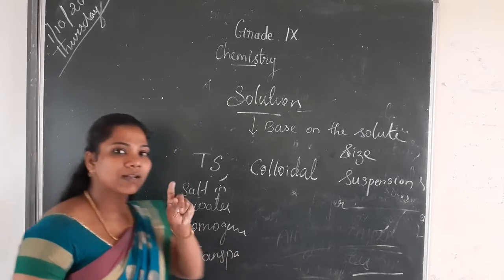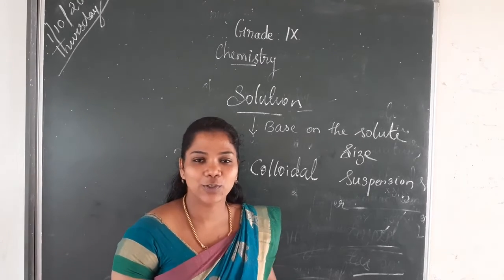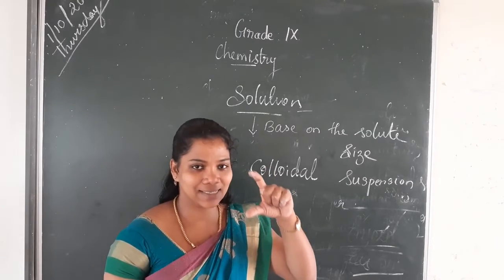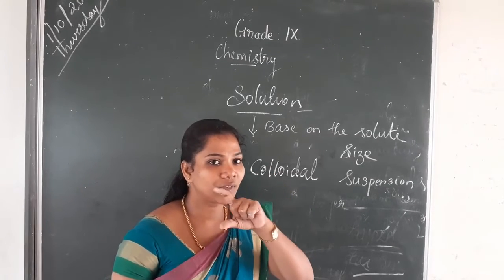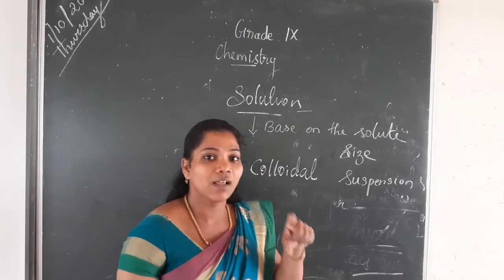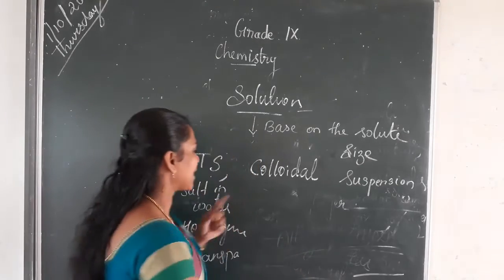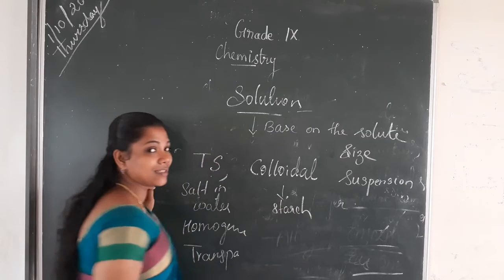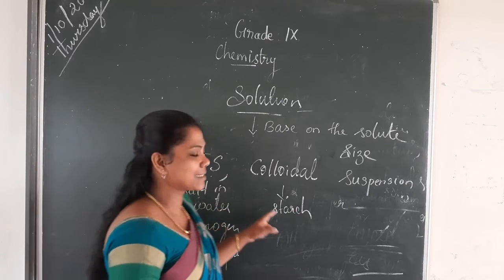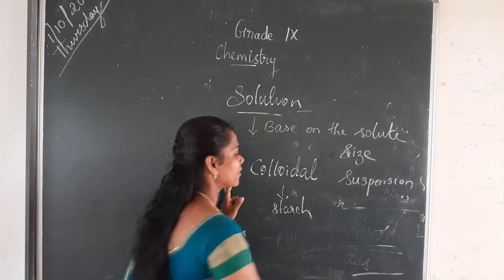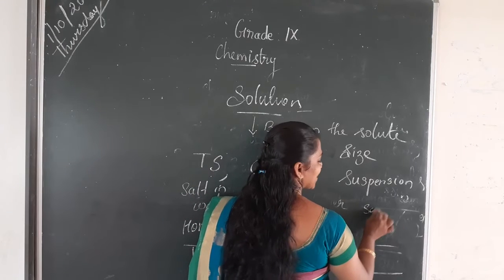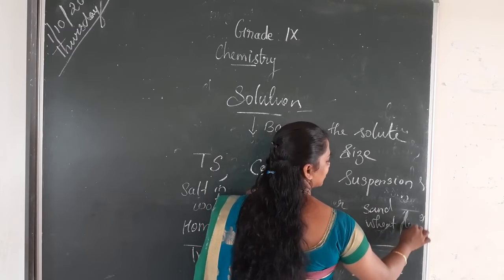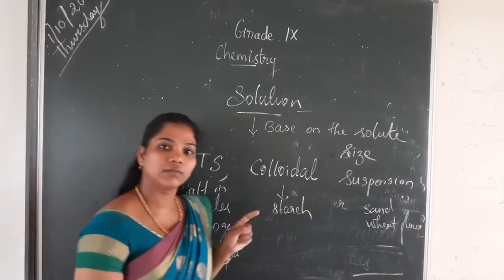Take 3 glasses at your home. What you have to do is take 3 transparent glasses. Fill all 3 with the same quantity of water. In one you add salt. In the next one you add starch. At home, you can make starch water: take some starch and add it to the water. In the last one, wheat flour or sand, anything, you can add to the third beaker.